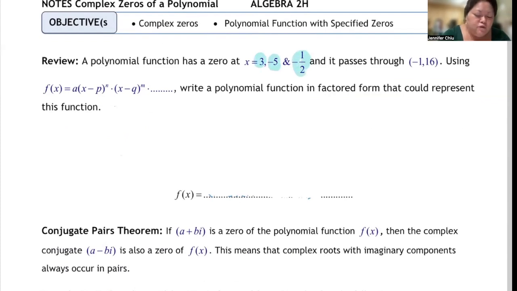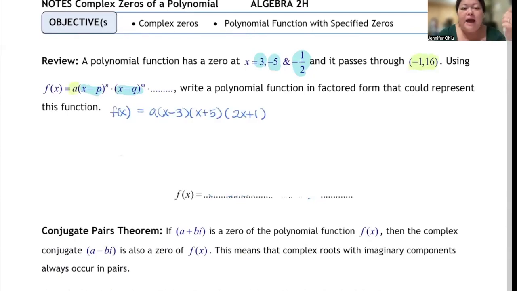Rewriting them into factor form, right? So x minus your zeros. And then this additional information, this is a key information. The additional information of that extra point of negative 1, 16 will allow you to solve for the a, the coefficient in the front. All right. So first, let's write them as factored form of the function. So you have your a, you have x minus 3, x plus 5.